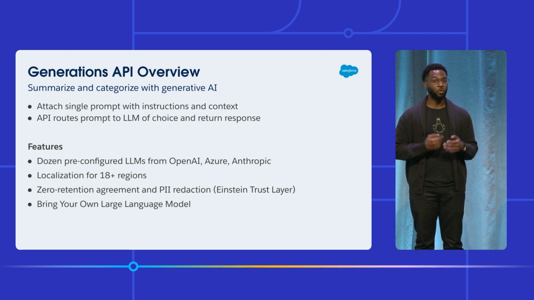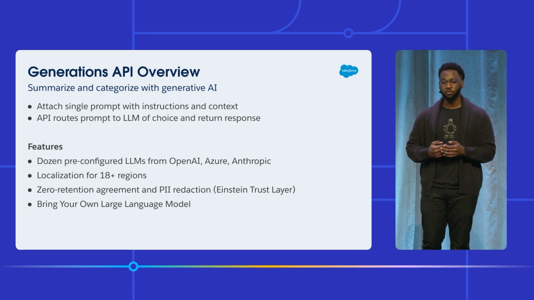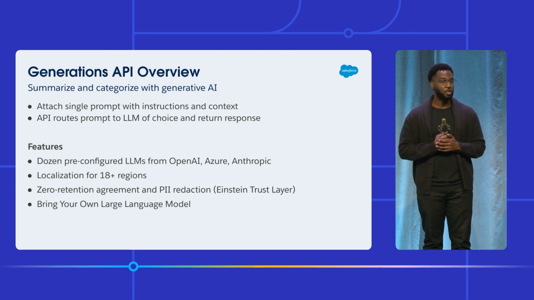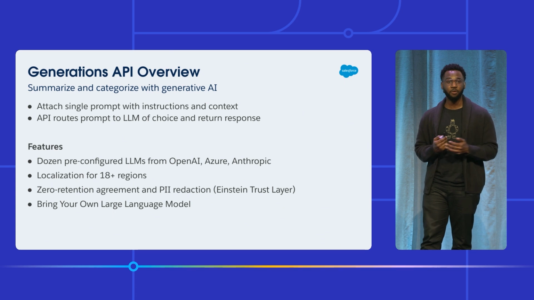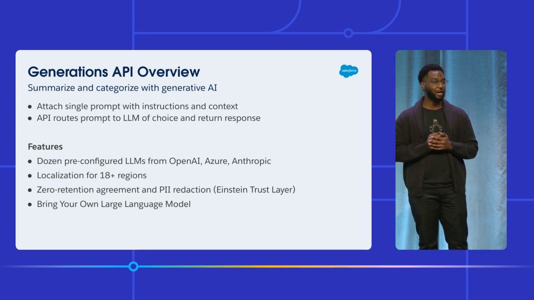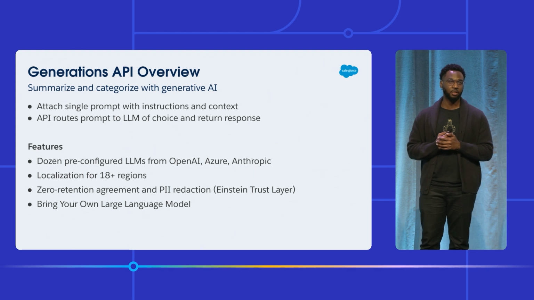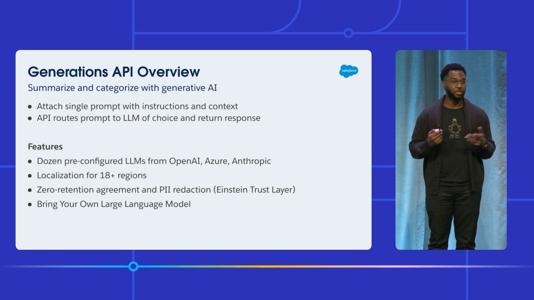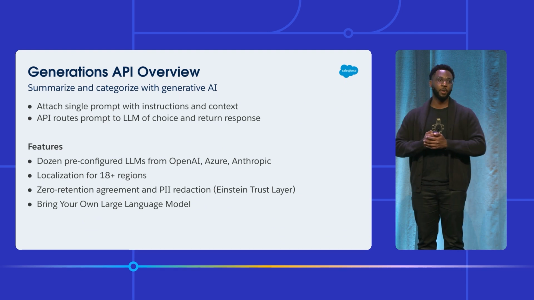Now, what makes this API great is that it supports over a dozen pre-configured models from OpenAI, Azure, Anthropic, and I'm pretty sure Gemini in the future. You automatically get localization and language support in 18+ regions, and you also benefit from Salesforce's proprietary Einstein Trust Layer, which gets you 0 retention agreements so that your prompts aren't used for training, and PII redaction so that you're never sending personally identifiable information. And if you want to bring your own model, you have DeepSeek hosted somewhere, you can do that via Data Cloud and call it through this API. Super powerful.